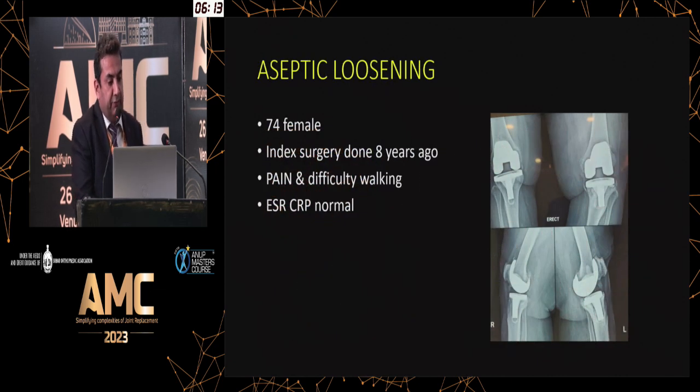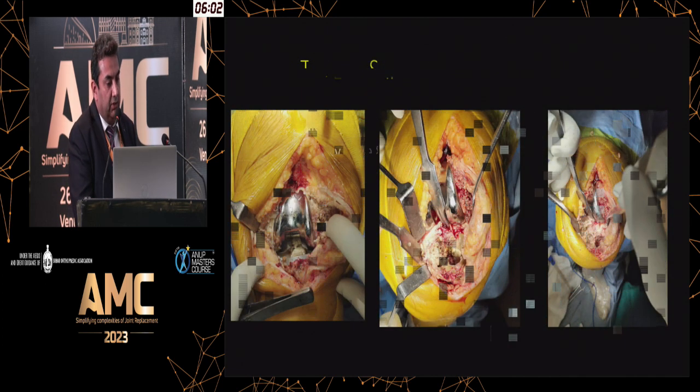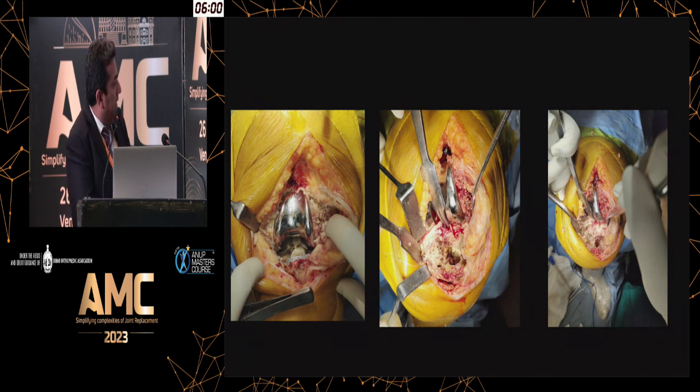Another case, 74-year female, index surgery done 8 years ago, pain and difficulty while walking. She was obese, and ultimately she got a varus collapse of the tibia. The infection was ruled out by aspiration, and ESR and CRP were normal. This is the gap which you see intraoperatively, and the tibia has subsided. This was the defect after removal.